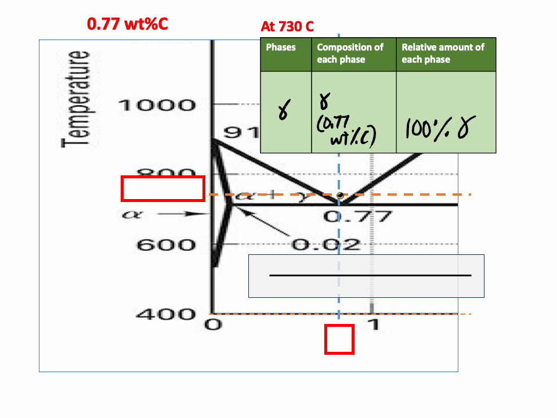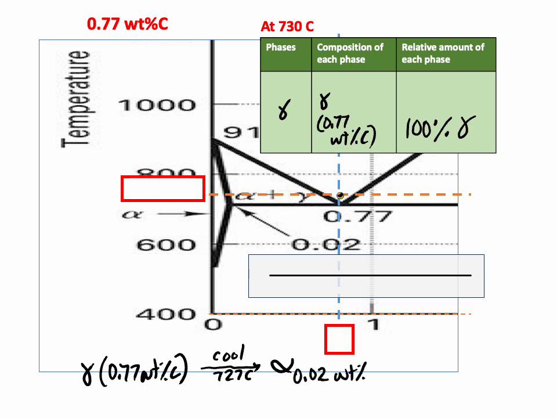The eutectoid reaction for steel is that if I have gamma with 0.77 weight percent carbon and I cool through 727C, this will transform to alpha with 0.02 weight percent carbon plus cementite with 6.67 weight percent carbon.